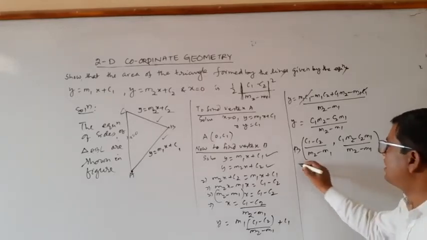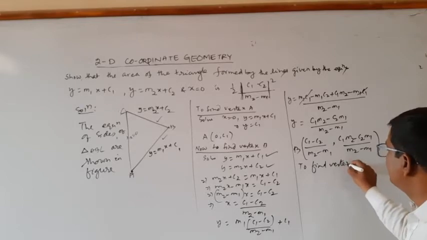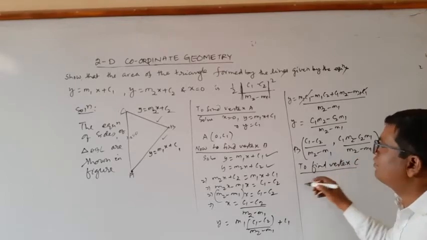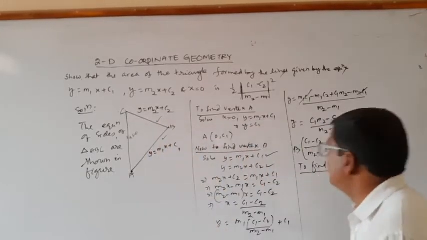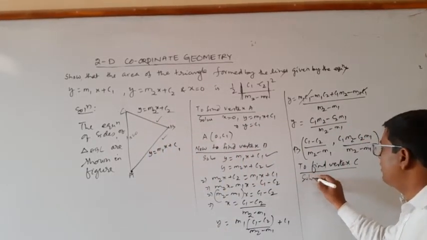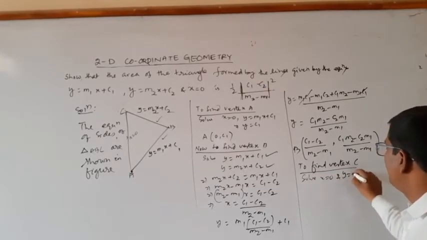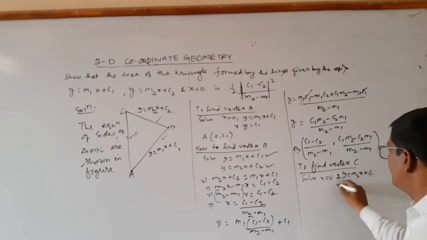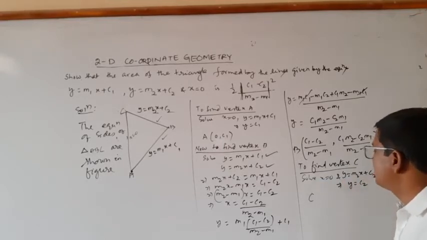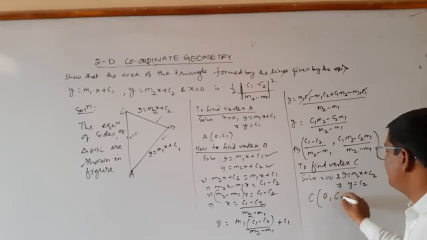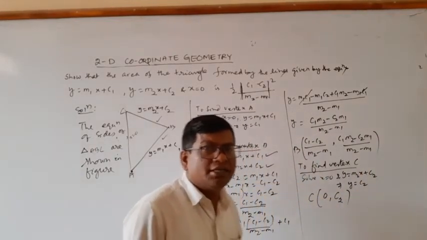To find vertex C, solve x is equal to 0 and y is equal to m2x plus c2. That implies y is equal to c2. So vertex C is equal to what? 0 comma c2. Now these are the three vertices of the triangle.